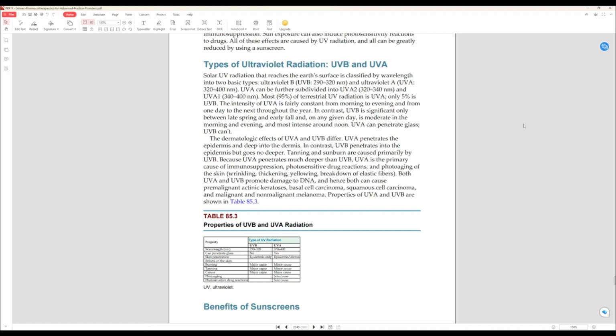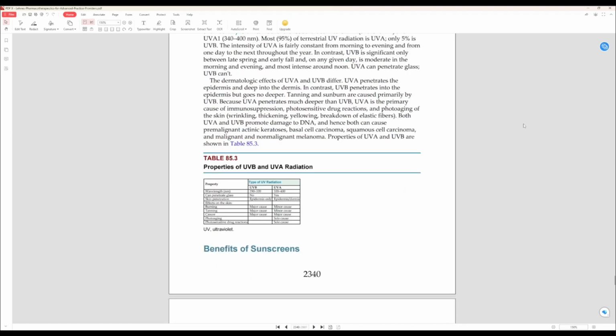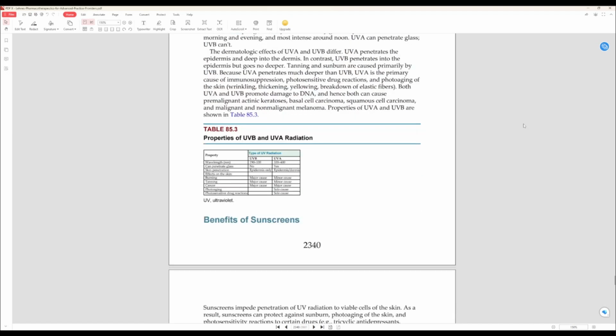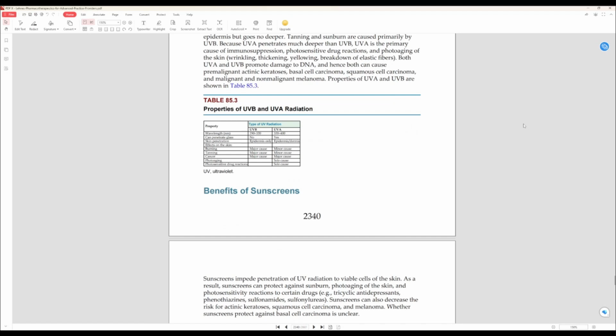Both UVA and UVB promote damage to DNA, and therefore both can cause premalignant actinic keratosis, basal cell carcinoma, squamous cell carcinoma, and malignant and non-malignant melanomas. Properties of UVA and UVB are shown here in the following table. So another great spot to hit pause so you can see the differences.